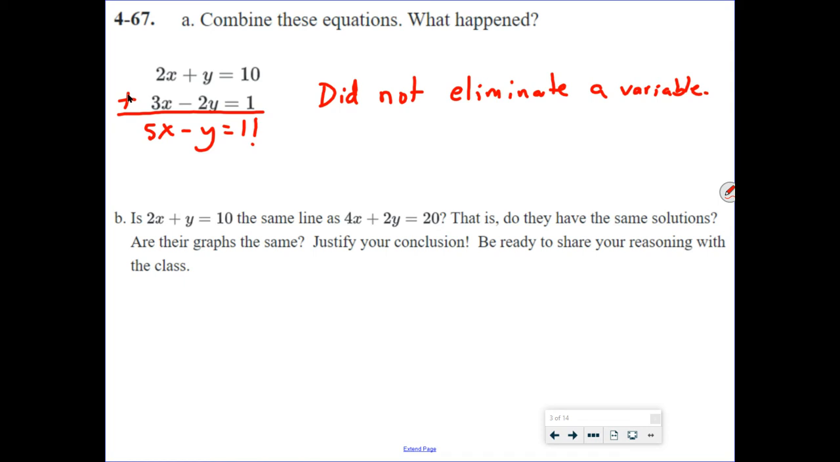So let's work through it. So here's a random problem. Is 2x plus y equals 10 the same line as 4x plus 2y equals 20? That is, do they have the same solution? Are their graphs the same? Justify your conclusion. Be ready to share your reasoning. So please pause and try to figure out, are those two lines the same? Are those two equations the same thing?